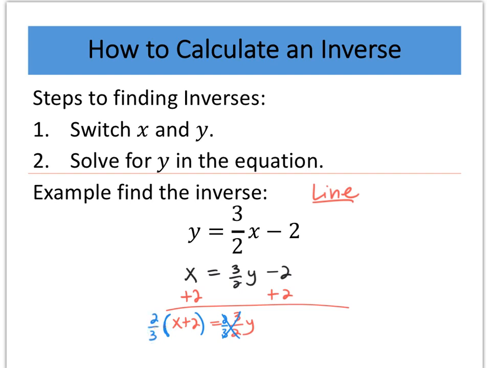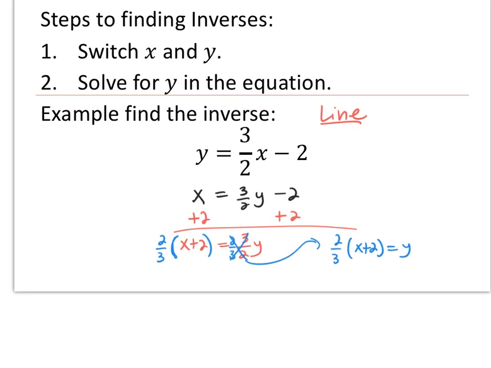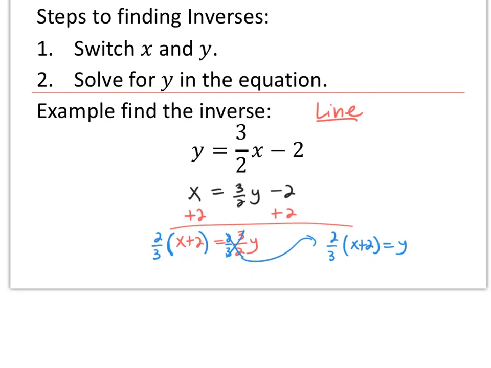So our answer could be done, and really it depends on how your teacher wants it. We could say our answer is 2/3 times (x plus 2) equals y, or some teachers really like to have the 2/3 distributed. So if you'd like, you can distribute it, and so that would be 2/3 x plus 4/3 equals y. And either one of these, if you're in my class, will do.